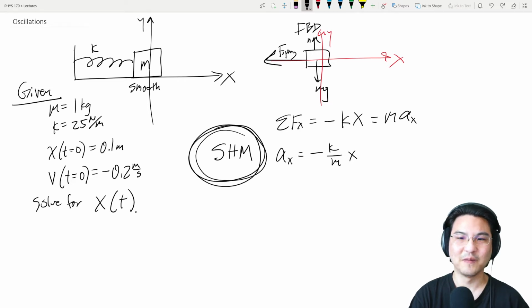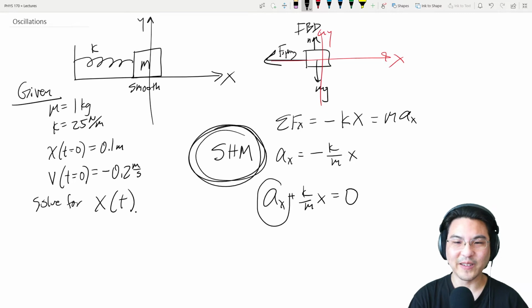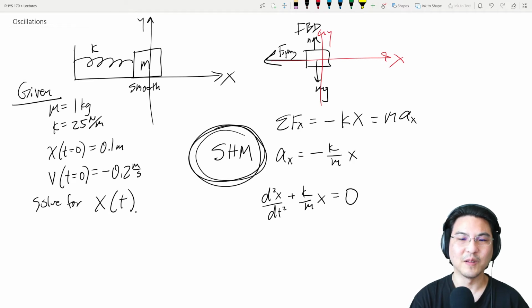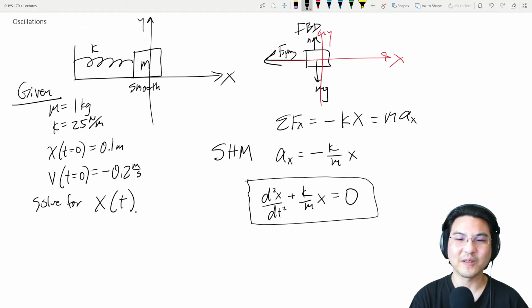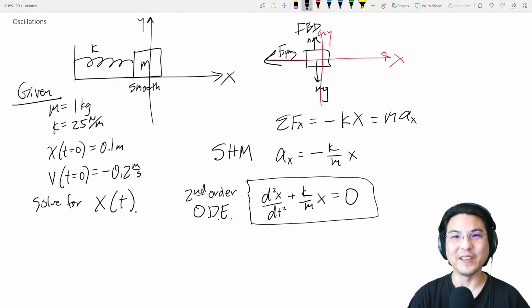Okay, but how do we solve for x? Notice that, let me move this back on the other side. Acceleration is the time derivative of velocity, right? And velocity is the time derivative of position. So I could replace acceleration with this second derivative. So look at this. This is called a second order ordinary differential equation, which you would just say ODE.